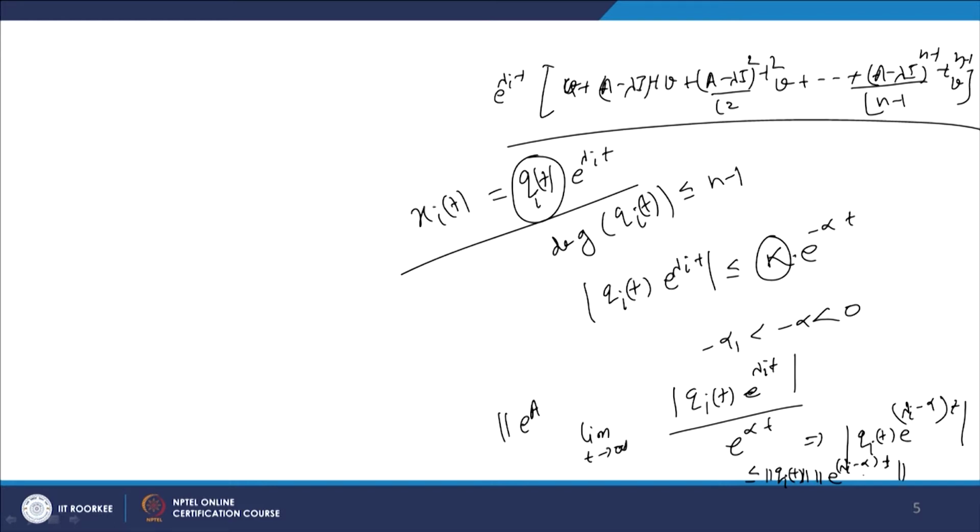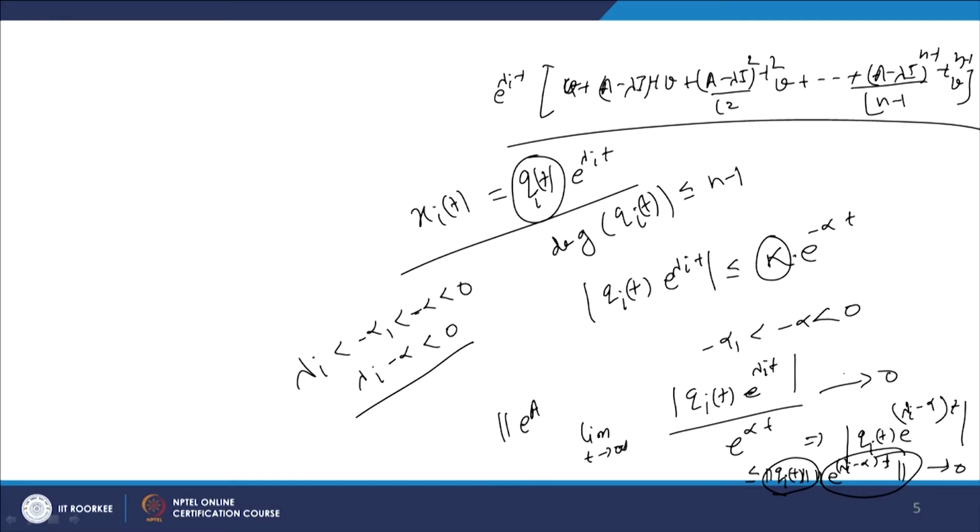Now, look at the sign of lambda I minus alpha. Lambda I is less than minus alpha 1, and it is less than minus alpha, which is less than 0. So lambda I minus alpha will be negative. It means that if it is negative, as t tends to infinity this will go to 0, and since the exponential function dominates the polynomial, this limit will tend to 0 as t tends to infinity.